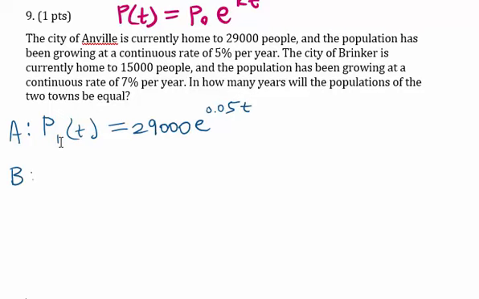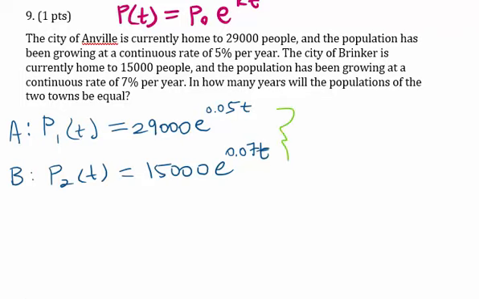And for Brinker, we'll call this P2. The initial population was 15,000, and then this is times e to the 0.07 t, because the continuous growth rate that was given was 7%. And we want to know how many years it'll take for the populations to be equal. So really, we're going to set these expressions equal to one another.